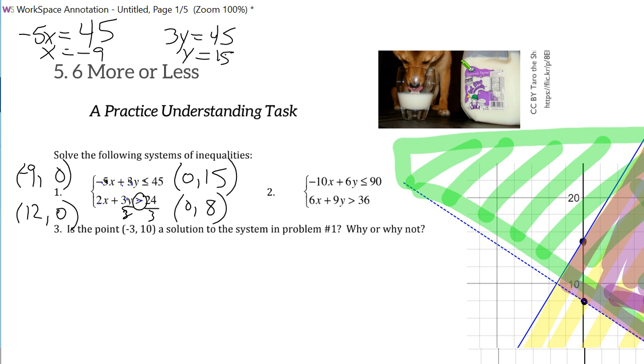Okay, now we're going to use Desmos to do number 2, but first we're going to skip over to number 3 real quick. Is the point negative 3, 10 in the solution? So negative 3.